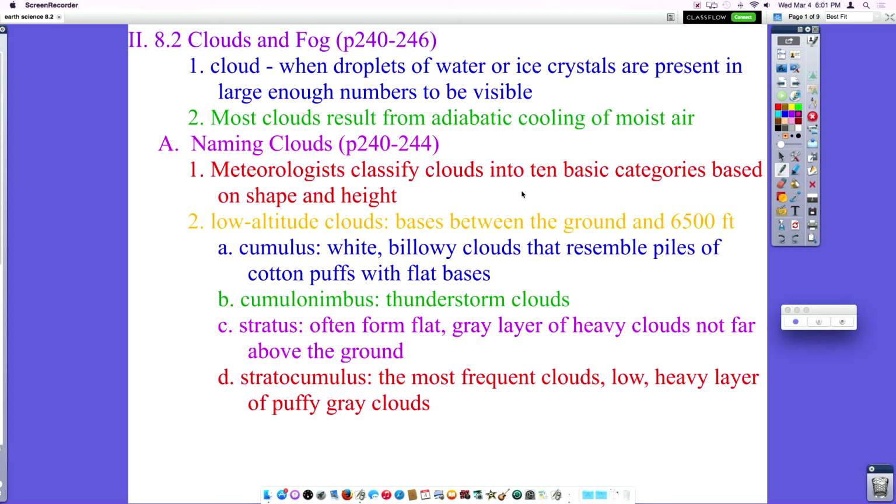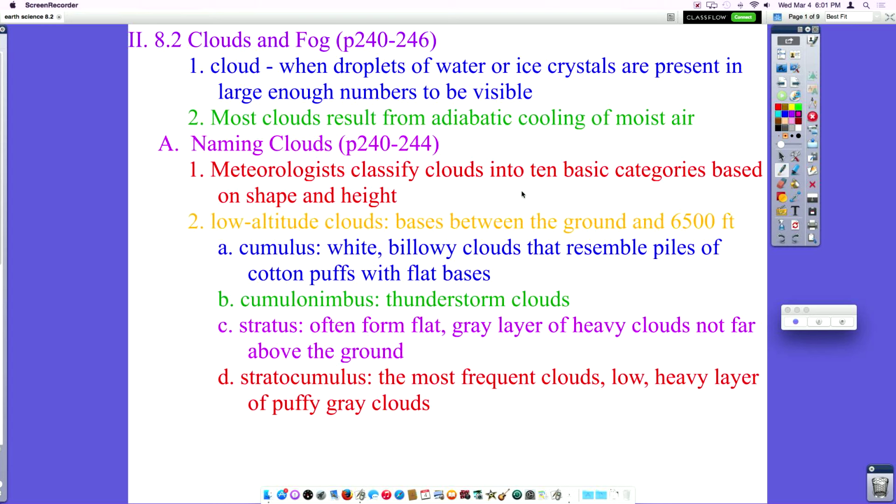Remember, adiabatic cooling means that the air rises, and as it rises, the pressure is taken off, and the temperature drops. No heat is lost, but the temperature drops, and then the water droplets that are present in that mass of air actually condense around condensation nuclei, or freeze around freezing nuclei, making these clouds visible.